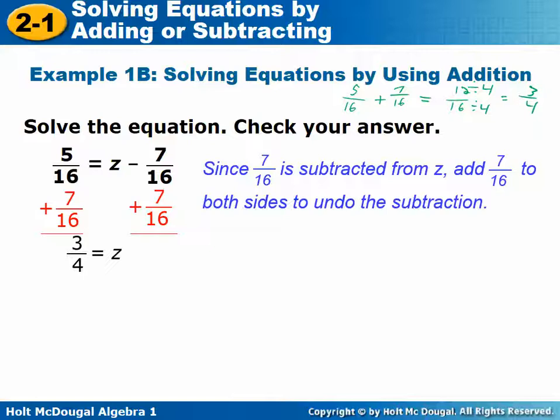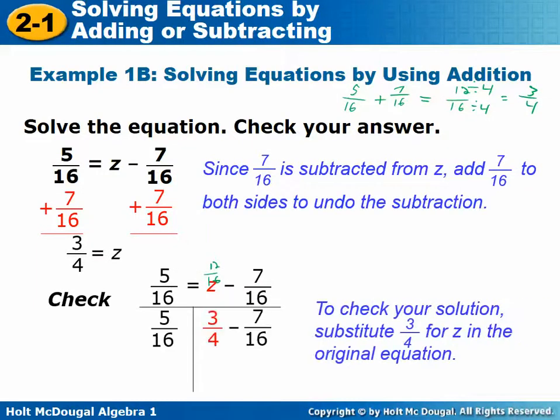It's actually easier to check this one if you leave it as 12/16. And then you can put your 12/16 right here, and 12/16 minus 7/16, yep, that's 5/16. So that one's easier to check if you don't put it in simplest form.